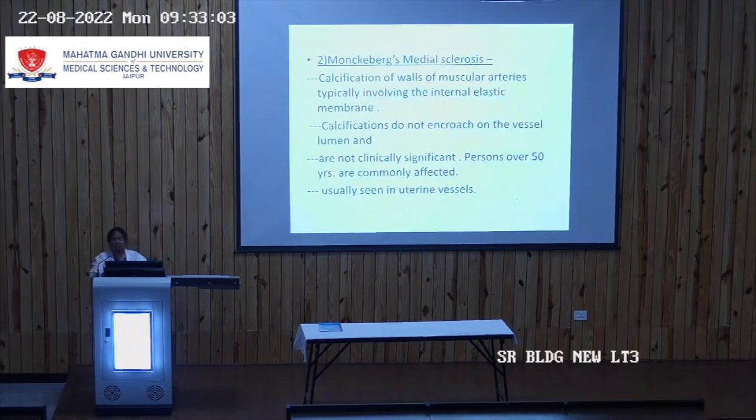Now, the second variety is the Monckeberg's medial sclerosis. Here in this, there is calcification of the muscular arteries. Okay, in simple, it is not the small arteries and arterioles. Here it is the medium-sized muscular arteries which are involved, and it involves the internal elastic membrane. Only the internal elastic membrane. Calcification of the internal elastic membrane occurs, and it does not affect the lumen. That is, lumen is not narrowed, nothing occurs, and therefore clinically it is not impaired because the function of the artery is not impaired. And it is mostly seen in the uterine vessels.